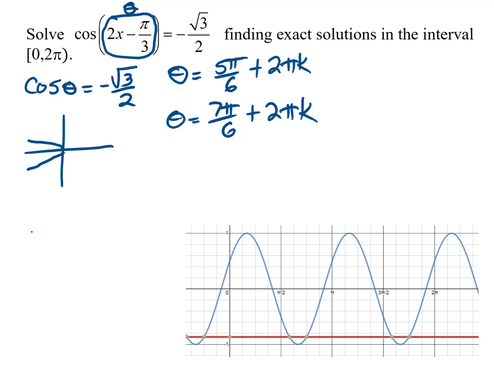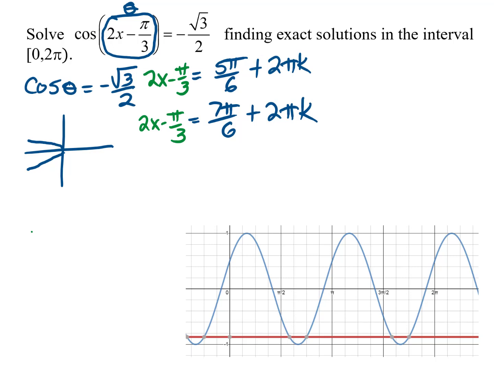And now what I'm going to do is replace the theta with what it equaled here, which was 2x minus pi thirds. In the interest of room, I'm just going to erase the thetas and put in 2x minus pi thirds on both of these.